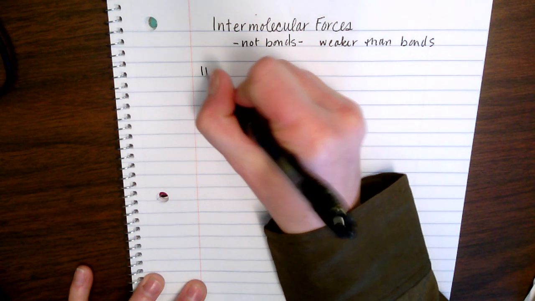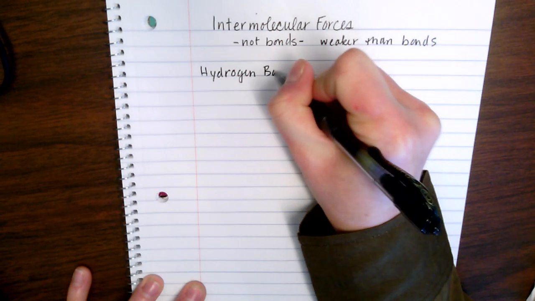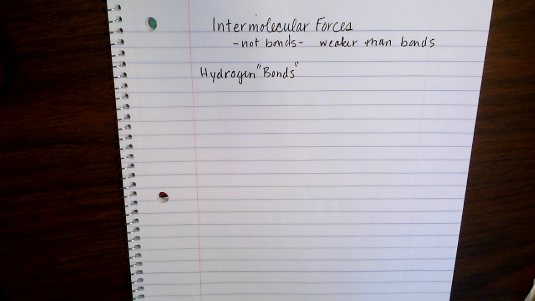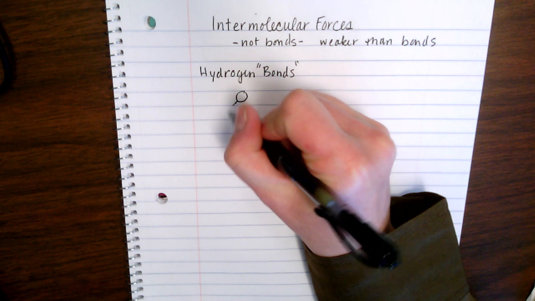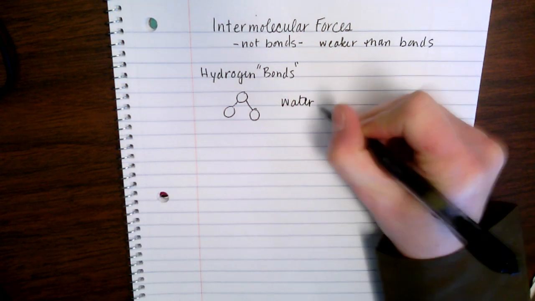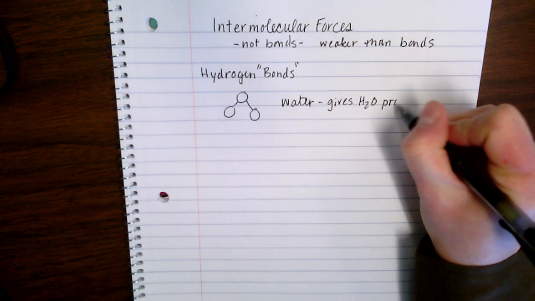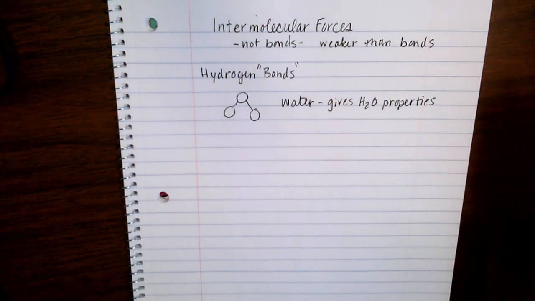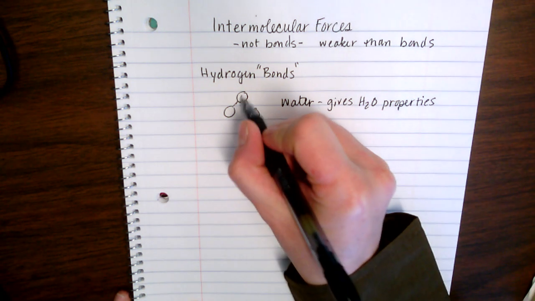So the first one is one that you've probably heard about in most of your science classes, and it's called hydrogen bonds. We're going to use the term bond loosely. It is the stronger of the intermolecular forces, and basically it's just this bond that water molecules have. So it's for water, and it's what gives water its properties. So like adhesion, cohesion, the ability to form droplets, capillary action, all the properties of water that you know.